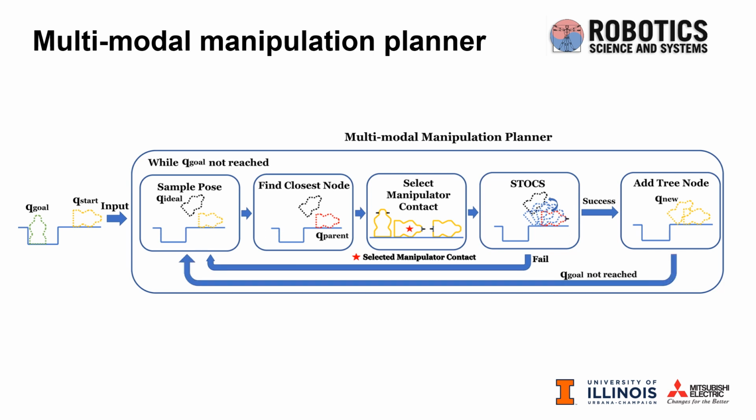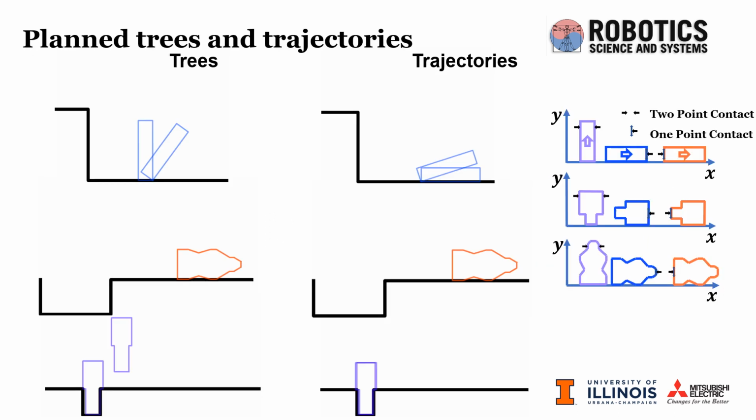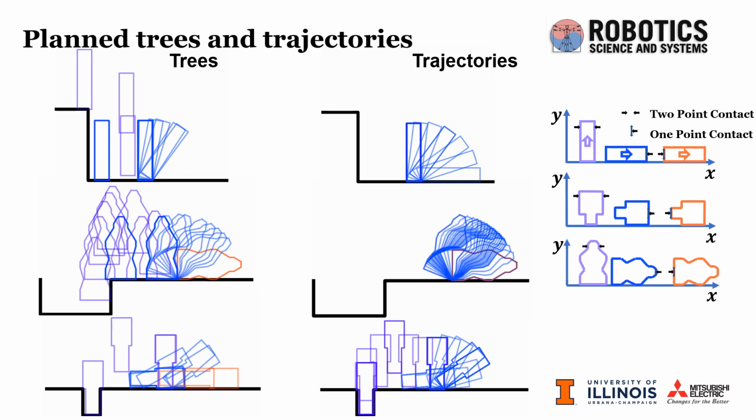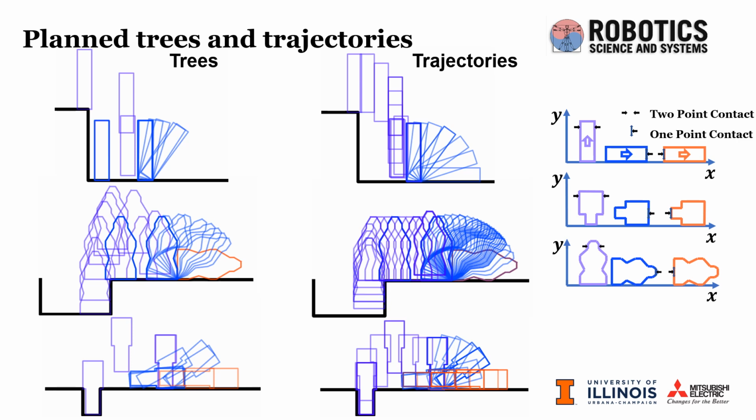The manipulator contact selection step enables multi-modal behavior to be discovered. Here we show some trees planned by the proposed planner, and the corresponding trajectories extracted from the trees. The color of the object represents its manipulator contact mode as shown in the red figure. The solution trajectories demonstrate that the planner discovers the change of manipulation contact mode from one-point contact to two-point contact or vice versa, and can switch from pivoting to grasping to sliding. The sampled tree illustrates that very few nodes are actually sampled, and the planner makes quite direct progress toward the goal.